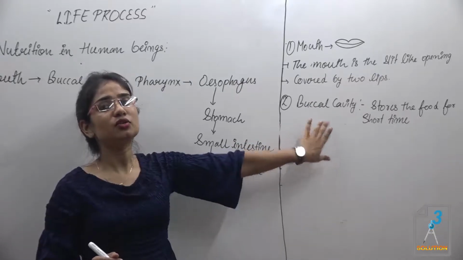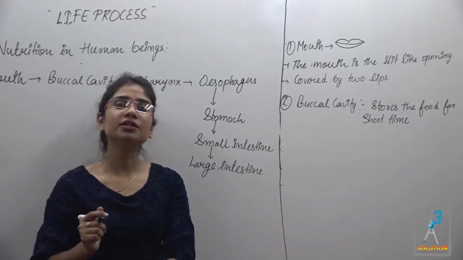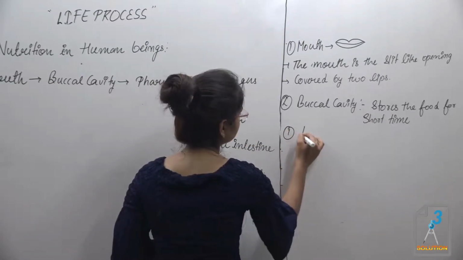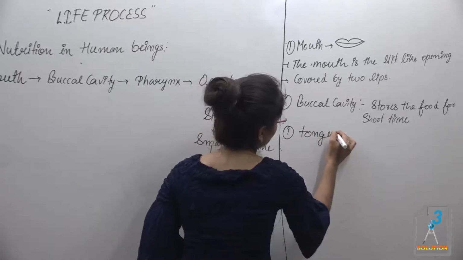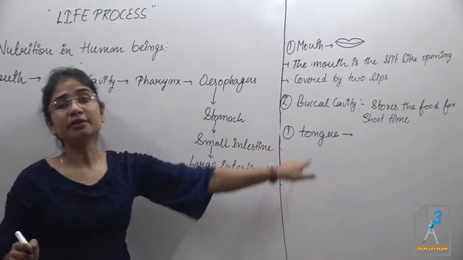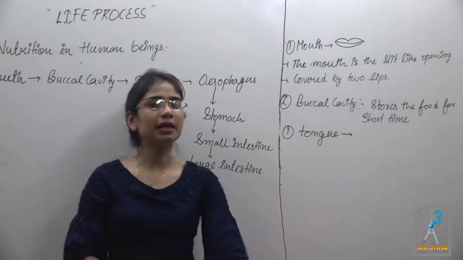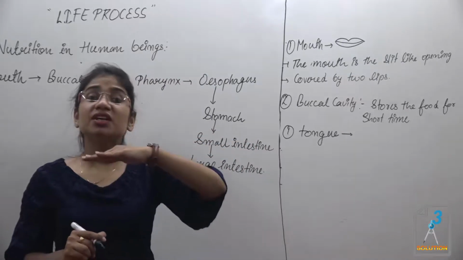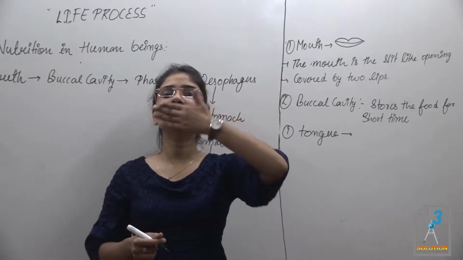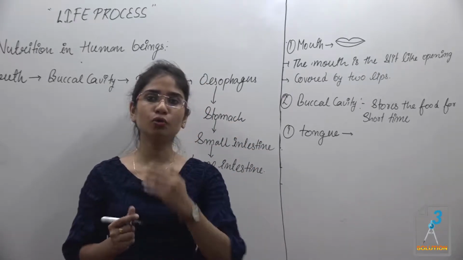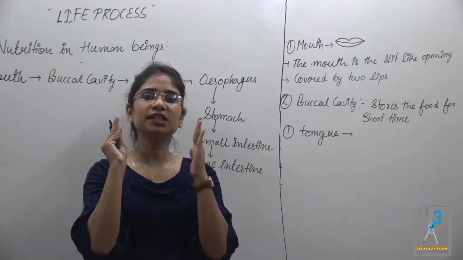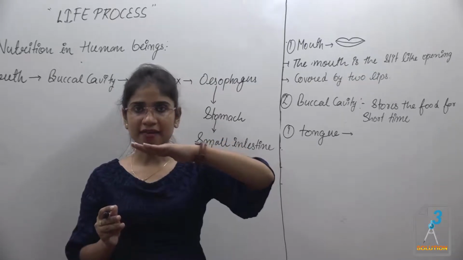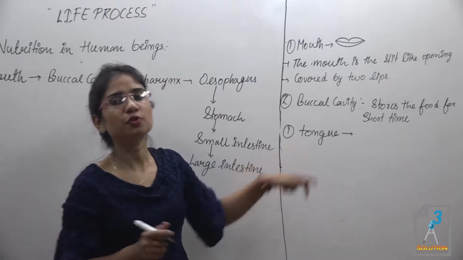Now, the buccal cavity contains two main parts. First, the tongue. The main function of the tongue is that it forms the base of the buccal cavity. We can simply see that the front of the buccal cavity is covered by the mouth opening or two lips. The sides of the buccal cavity are guarded by our two cheeks, and the base of the buccal cavity is provided by the tongue.